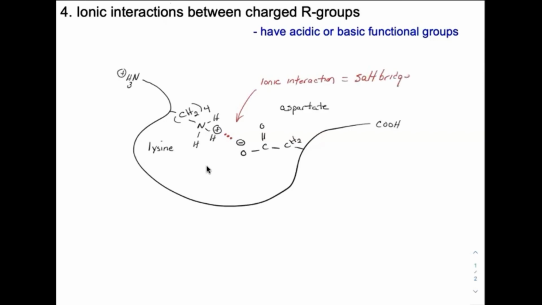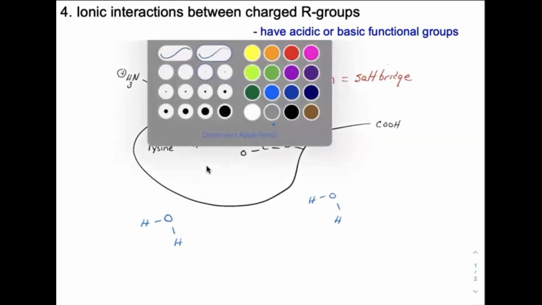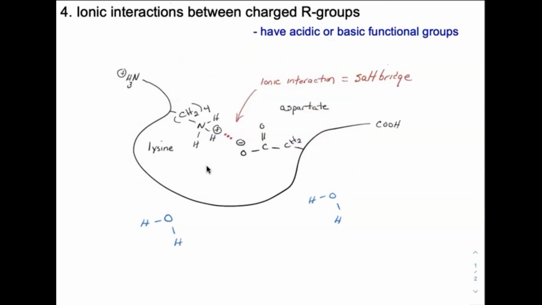But what we call it is a salt bridge, because it will bridge the different parts of the polypeptide chain and hold those two parts together. And you can have lots of these different salt bridge type interactions in some proteins, and they help hold the protein together very tightly into a particular shape. You can also have charged R groups on the surface of the protein, and those would, of course, interact with water.